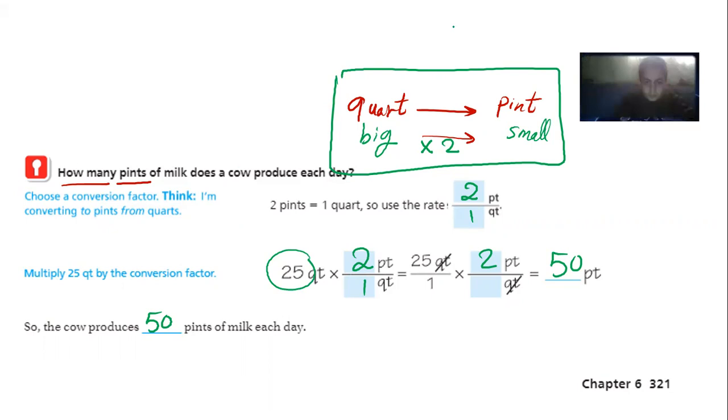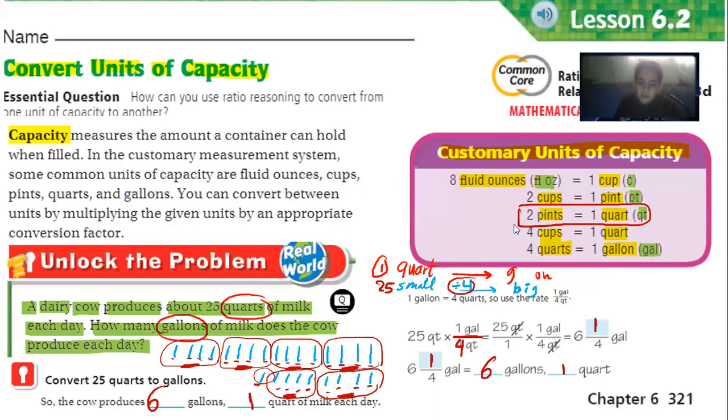Mister, I have a question. Why must you choose 2 and you do not choose like 3 or 4? Because the relationship between them says 2 pints equals 1 quart. Here's the relationship.